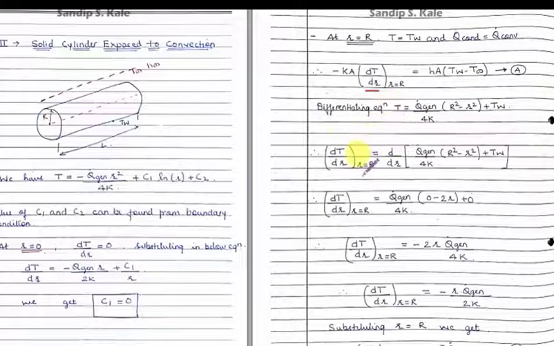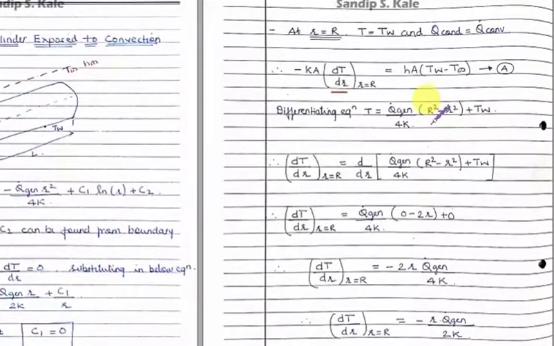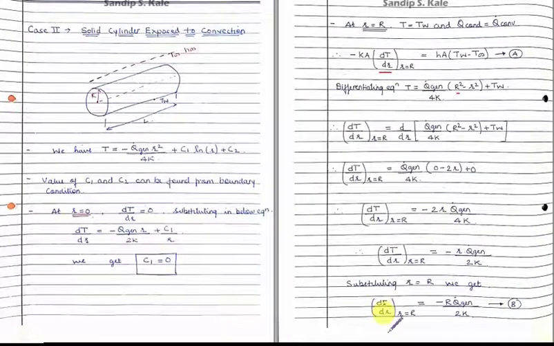So dT by dr at r equal to capital R, we will take the derivative of this whole term. If we take the derivative, this term, capital R squared, will become 0, r becomes 2r, and this becomes 0. Now if we substitute small r equal to capital R, you get the formula dT by dr equal to minus capital R multiplied by q gen divided by 2k. In this way we have found the value of dT by dr at r equal to capital R.